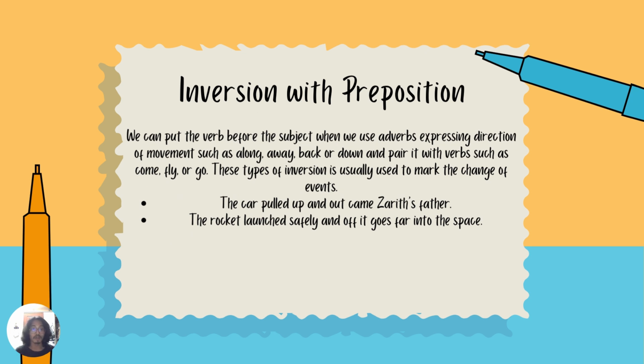The second example would be "The rocket launched safely and off it goes far into space." So we put the verb "launch" safely and "off" is a preposition. It goes far into space to imply that the rocket safely launched into space.